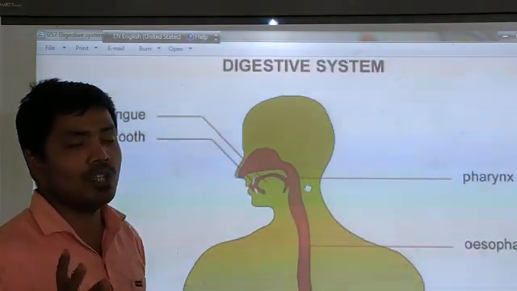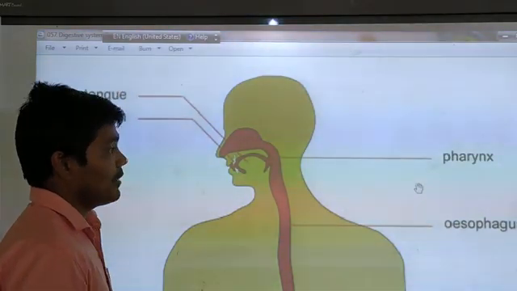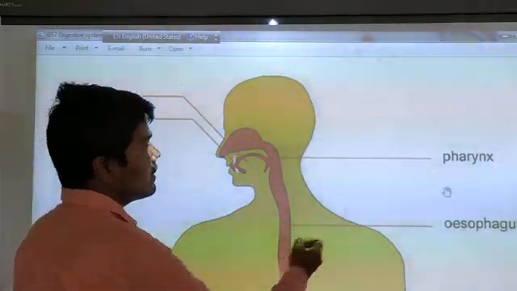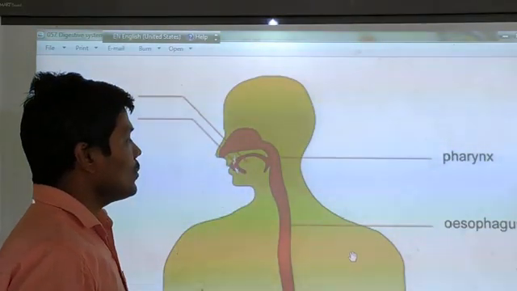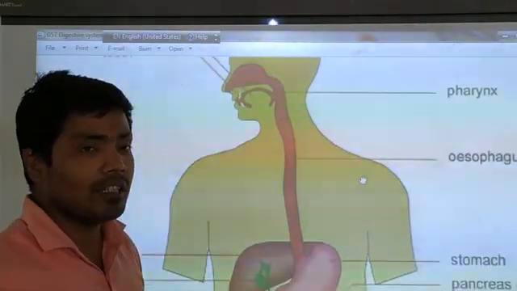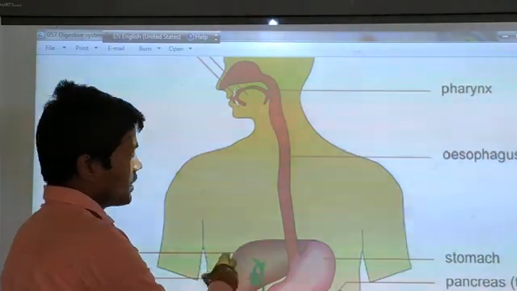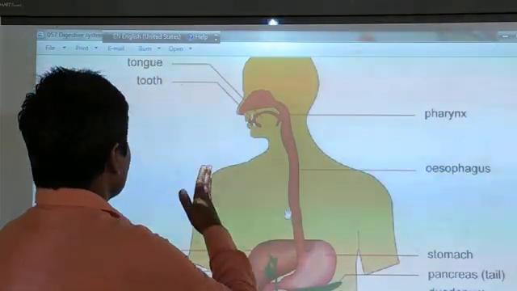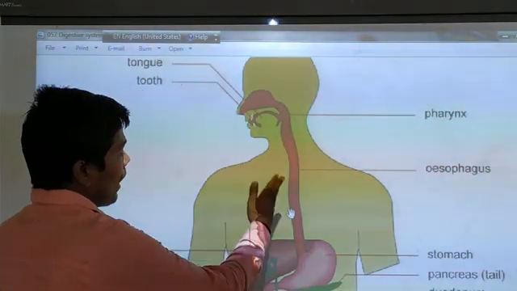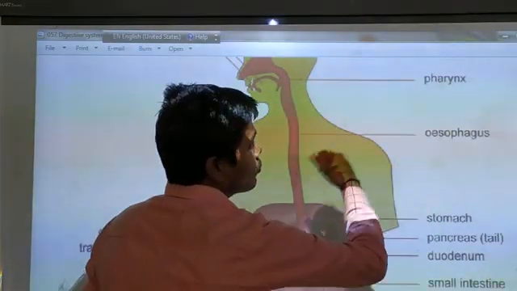After that, the chewed food is mixed with a liquid substance in our mouth, that is called saliva. These help to mix the salivary juices into our chewed food. After that, it goes to our stomach. It goes to our stomach through the esophagus.